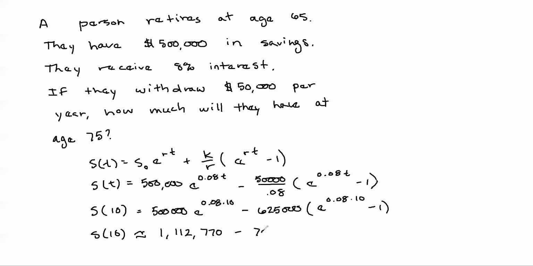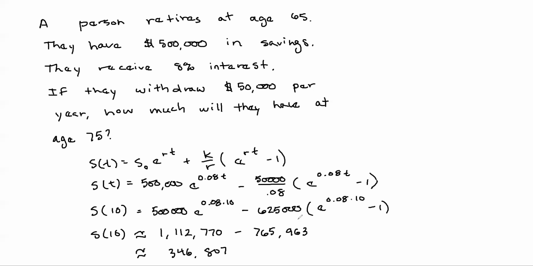minus 765,963. And if you combine those, you'll have 346,807. And so after 10 years, their initial savings went from 500,000 down to 346,807. And the way that worked out is that their 500,000 actually grew to about $1.1 million over those 10 years.